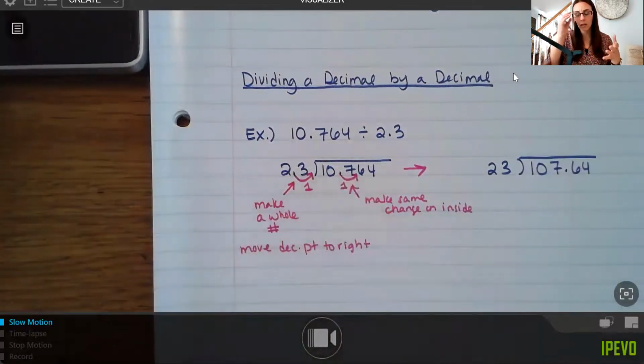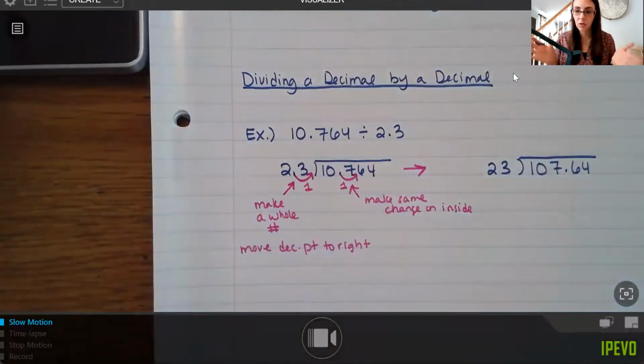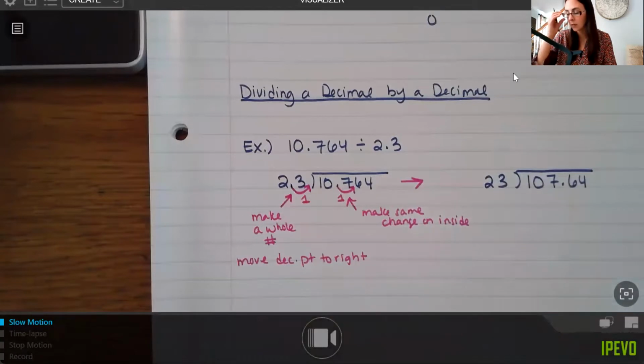So this gets moved one place, this also gets moved one place. Basically what we're doing is we're actually, in this case, multiplying both of those numbers by 10 to start so that we clear out the decimal in the divisor. Because again, it's just kind of too complicated for us to try to think about. So this is the way that we divide with decimals in the divisor. We change them into whole numbers. And now we're going to do just our regular long division here.